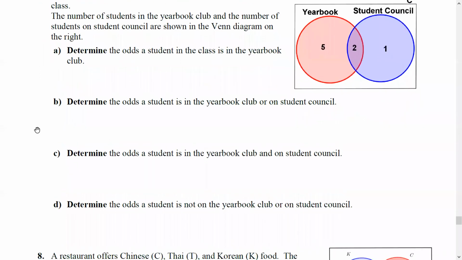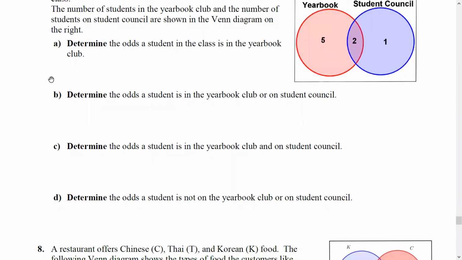Determine the odds a student in the class is in the yearbook club. Well, yearbook club is this whole circle up here. So again, I'm going to go and highlight it. That's this right here. That's that right there. So how many people are in yearbook?